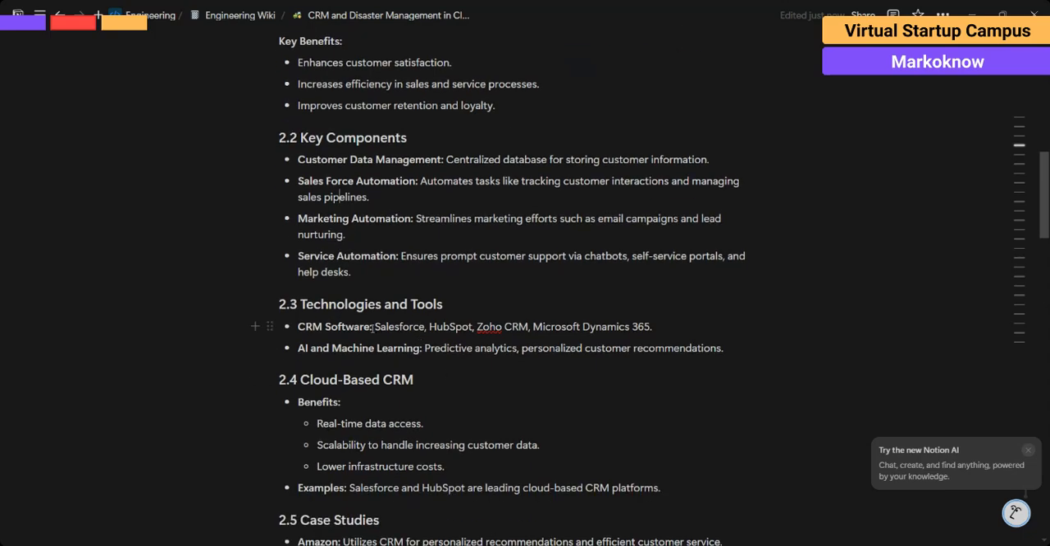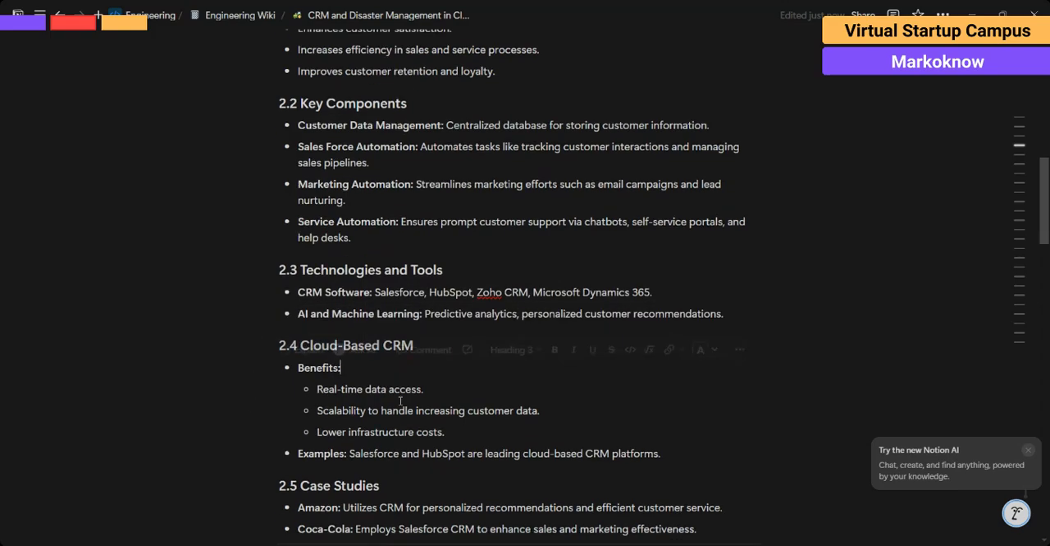Okay, so technology and tools in the use of CRM software. Some of the cases are Salesforce, HubSpot, Zoho CRM, Microsoft Dynamics 365, you can say. AI/ML also analyzes and detects patterns in data, and according to the detection of data they recommend how we can use that trend or that data, like they have supervised learning and unsupervised learning as well. Okay, and cloud-based CRM as well.